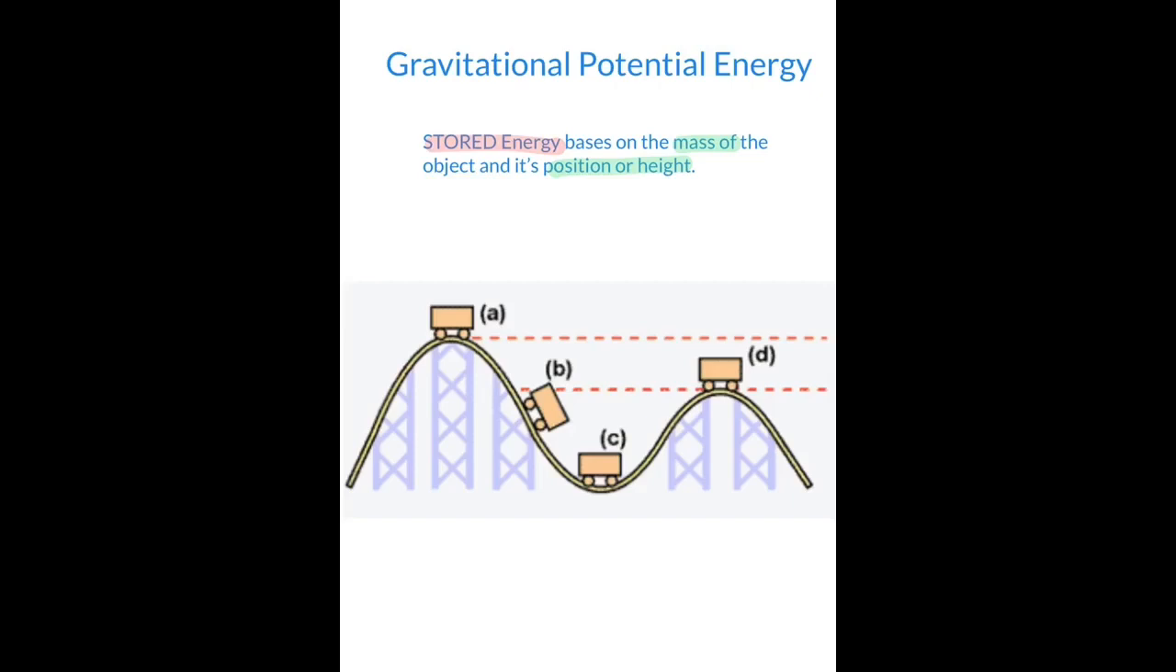So based on this little problem here, I wonder, if they're all the same cart, so they have the same mass, which one of these carts has the most gravitational potential energy? Remember, the higher it is, the more gravitational potential energy there is.